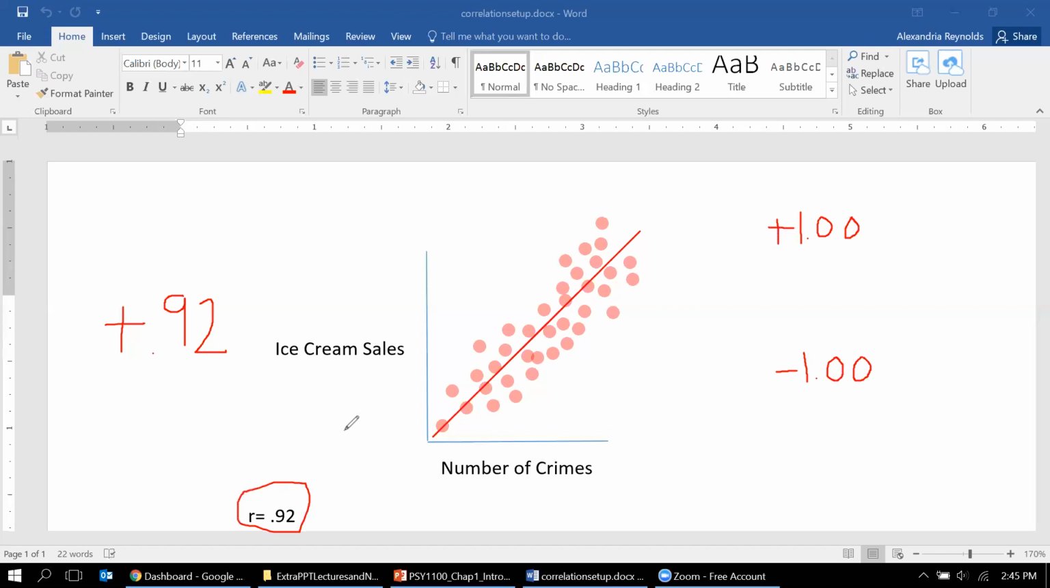So now that you see what a positive correlation looks like, and you know that the sign is the direction, either positive or negative, the number itself tells us how strongly these two things are related. So the closer you get to one, the stronger the relationship. Okay? So we have 0 here in the middle. 0 represents absolutely no relationship.